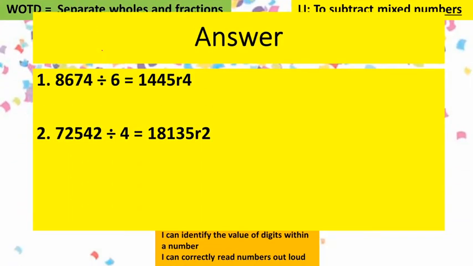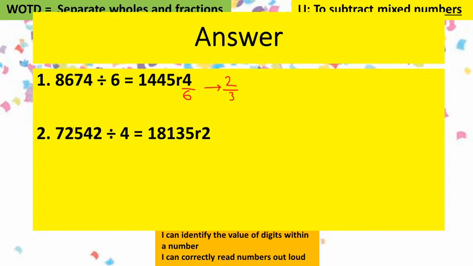Okay, so here's our answers. So 8,674 divided by 6 is 1,445 remainder 4. If I want to make that remainder into a fraction, all you do is put it over the number you're dividing by. So that's 1,445 remainder 4/6, or some of you might spot that you can simplify the 4/6 because they're both in the 2s, so divide the top and the bottom by 2, get 2/3. So if you wanted the answer with remainders in fractions, 1,445 remainder 2/3.